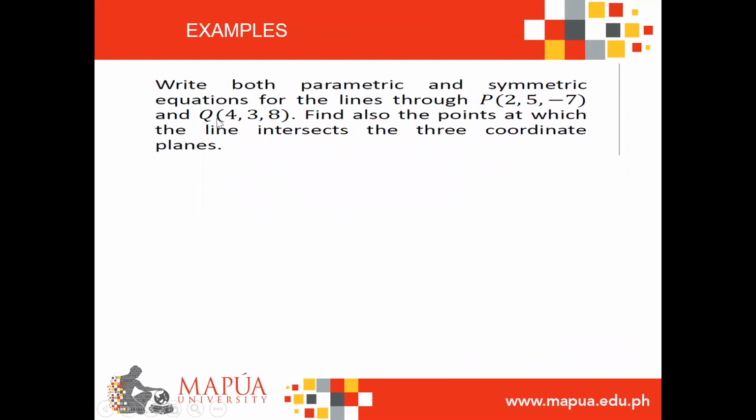Let us work on this example. It says here, write both parametric and symmetric equations for the line through point P, whose coordinates are 2, 5, negative 7, and point Q, whose coordinates are 4, 3, 8. Find also the points at which the line intersects the three coordinate planes.